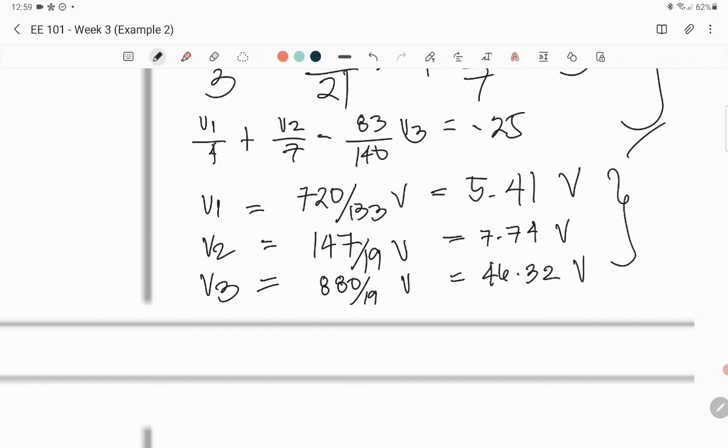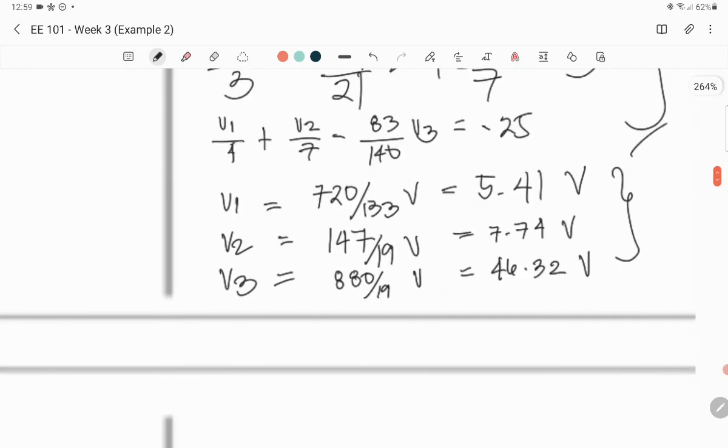Okay, so there you go. You have your answers for your node voltages for this problem. So all you have to do is to follow the steps that I have mentioned in this example, and then you will be able to solve similar problems.